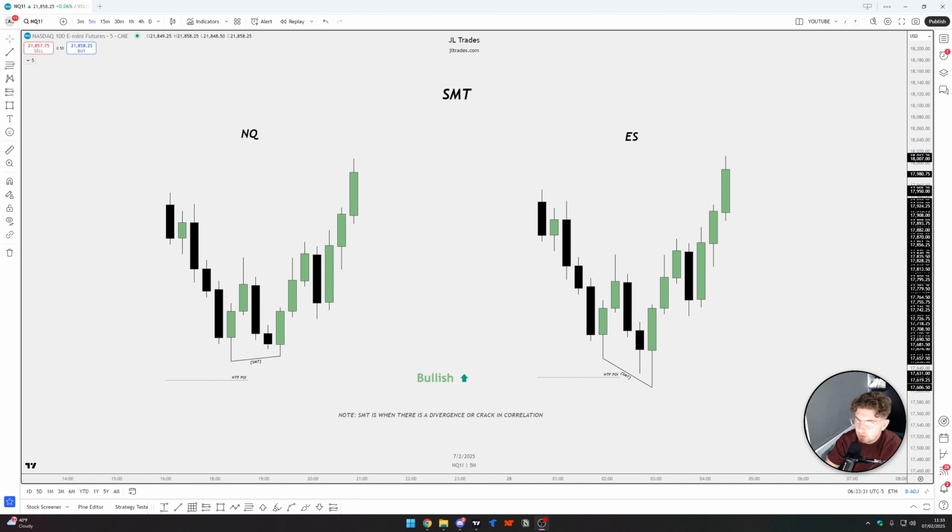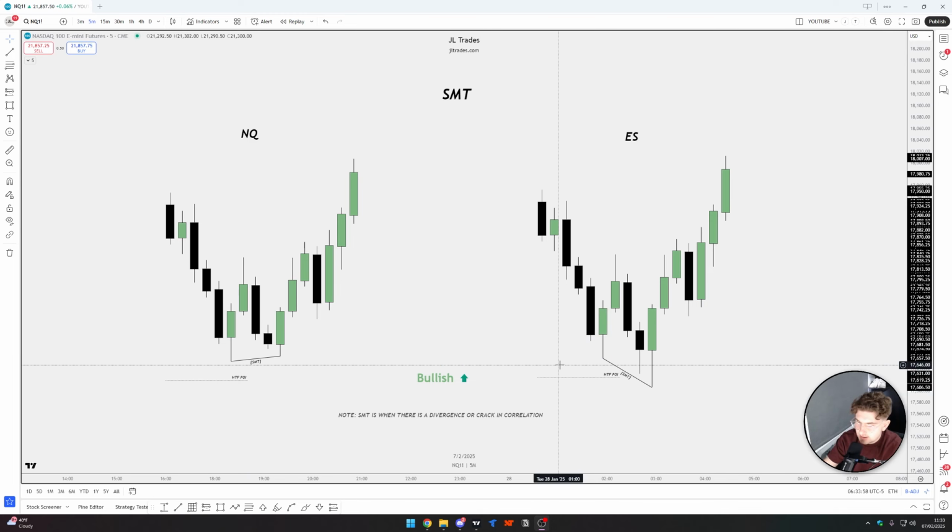It's when you have two correlated pairs such as NQ and ES, and it is simply when there is a divergence or a cracking correlation between the two, because they both move together. So in this bullish example, we have bullish SMT at the lows. How do we have bullish SMT at the lows? Well, NQ put in a swing low, swing high, but it didn't put in a lower low. ES has a swing low, a swing high, and then a lower low.